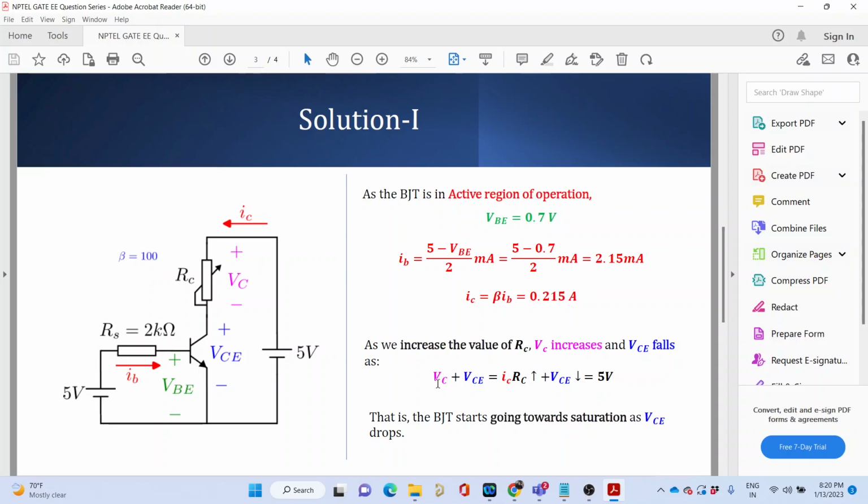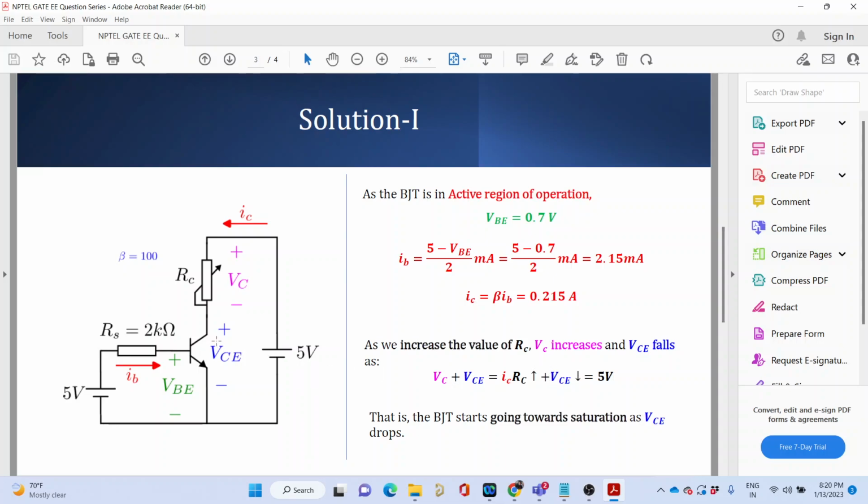Yes, sir. VC plus VCE is 5 volt. By increasing the resistance RC, keeping IB constant, what I am doing is I am increasing this potential drop. IC into RC potential drop is increasing. As a result, as the summation of these two is constant, if this term increases, then the other term must decrease.